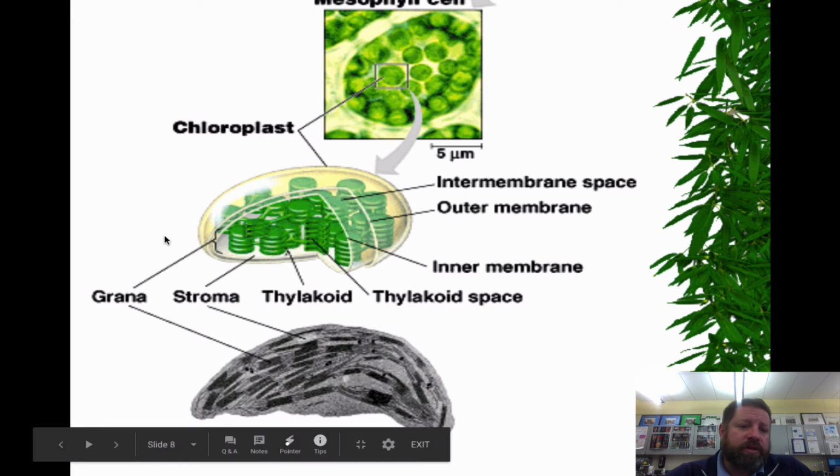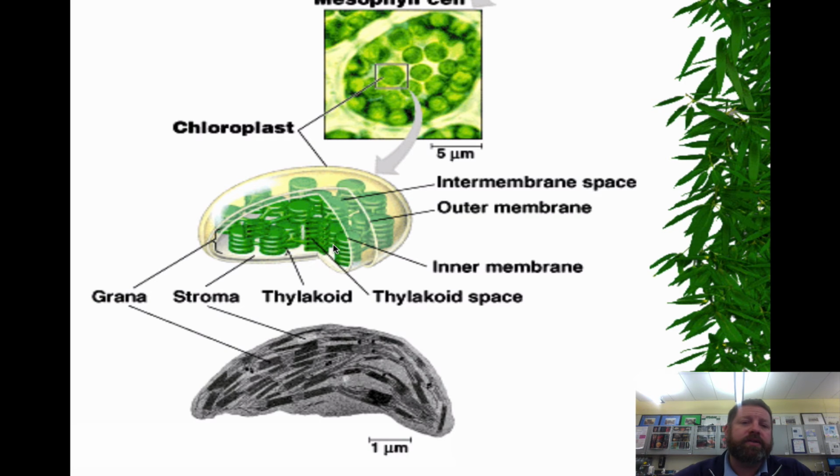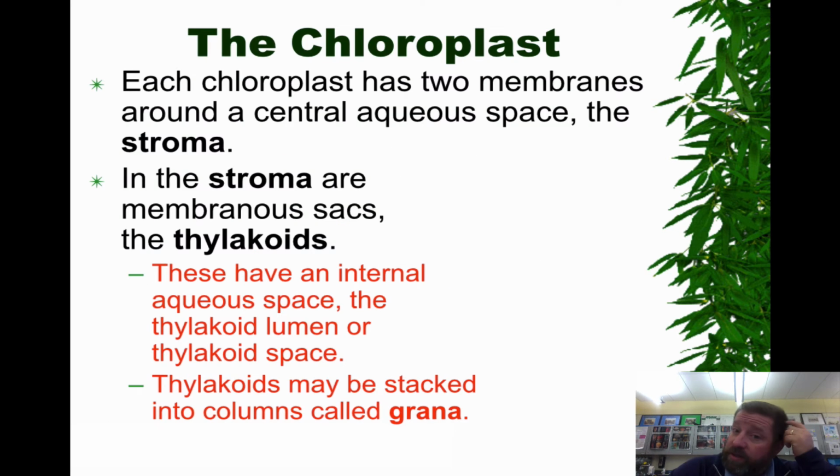So we'll draw a picture of this. Obviously, we'll talk about the different parts and where things happen. It's super important to know where things are going on inside the cell. Chloroplasts have three membranes: an outer membrane, an inner membrane, and the innermost membrane called a thylakoid membrane.